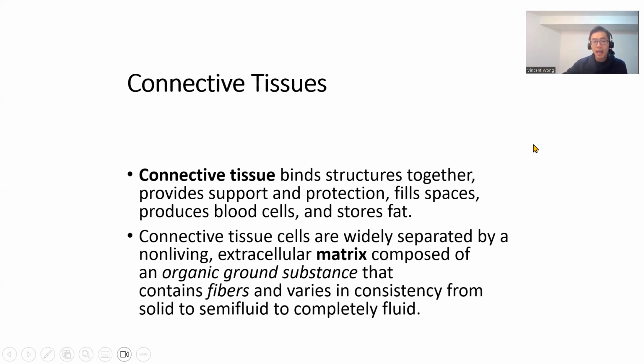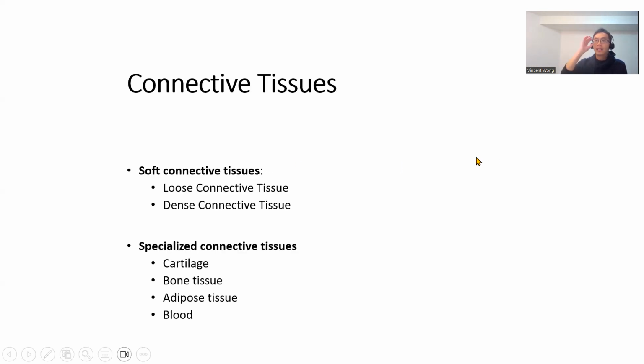So there are two categories of connective tissue. We have what's called the soft connective tissue, and then we have the specialized connective tissue. Together it's 6 different types. So let's start with the soft connective tissue.